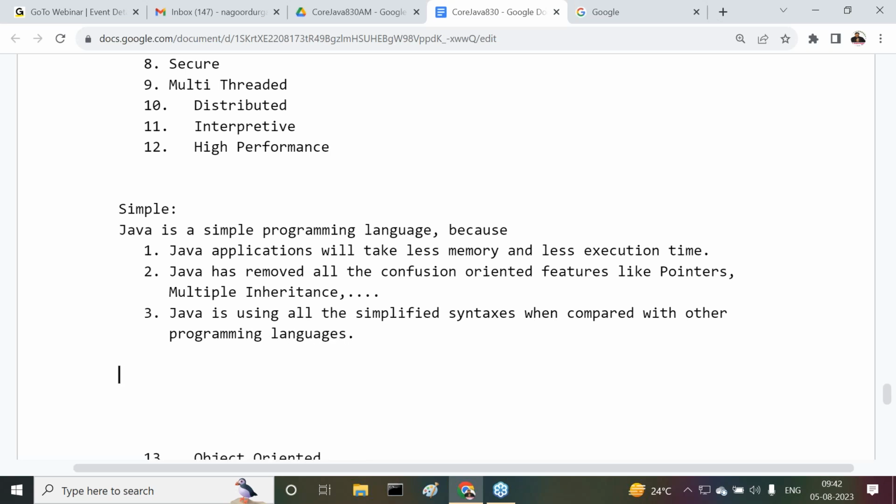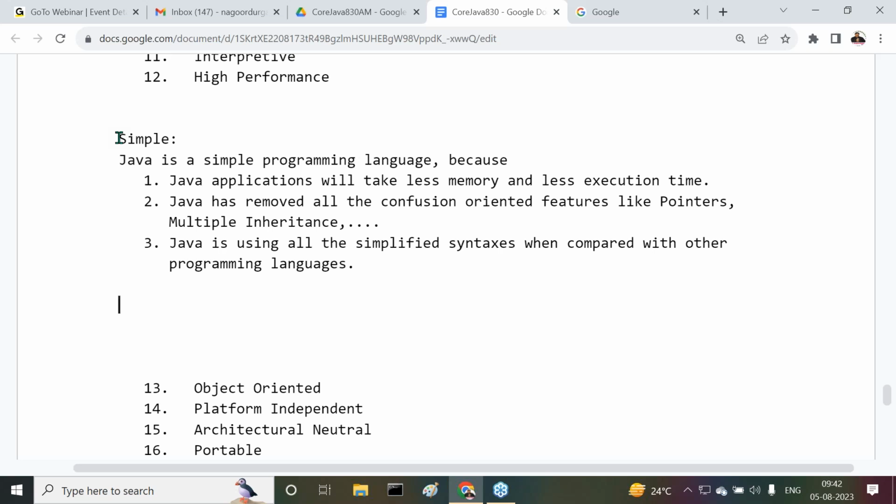In Java, every syntax is very clean and very bold. No confusion, nothing. Straightforward syntaxes. Understand it clearly? So because of these reasons we can conclude Java is a simple programming language.